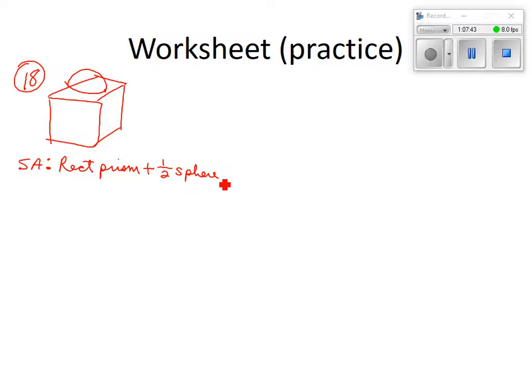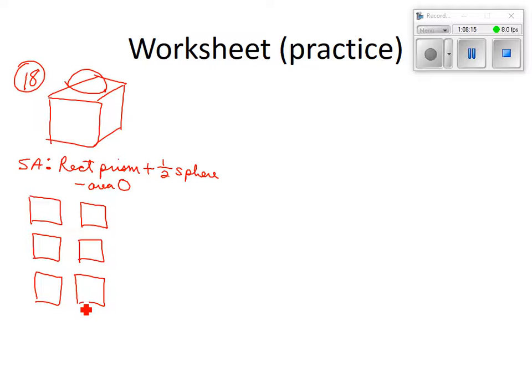If it was just the half a sphere all by itself, then I'd have to worry about it. But this time it's sitting on something, so we really don't need it. We are going to have to subtract it from here, though, aren't we? Yeah. So we're going to subtract the area of the circle from that rectangular prism. For a rectangular prism, how many faces does it have? 6. So we got 6 rectangles. But for one of them, we're going to subtract off the area of the circle. Let's find the area of the circle first.